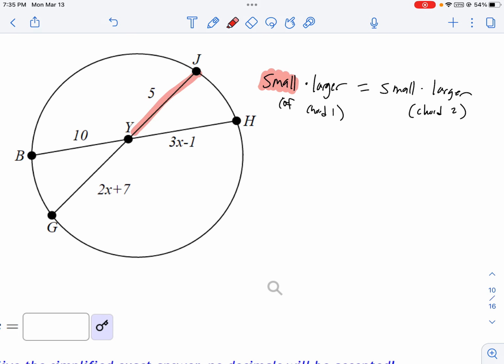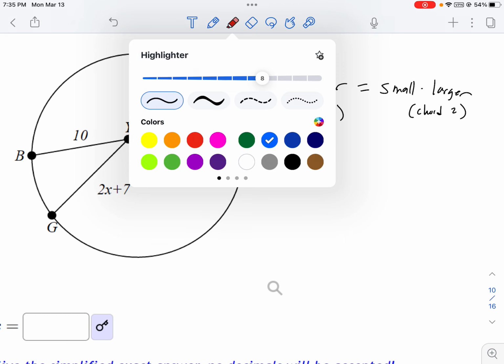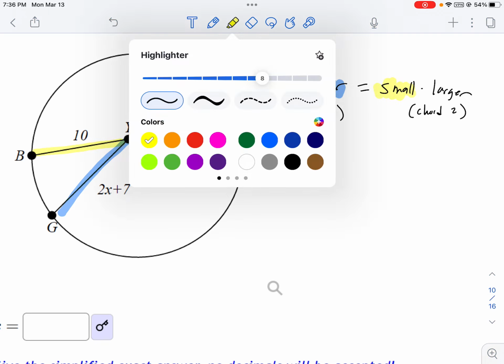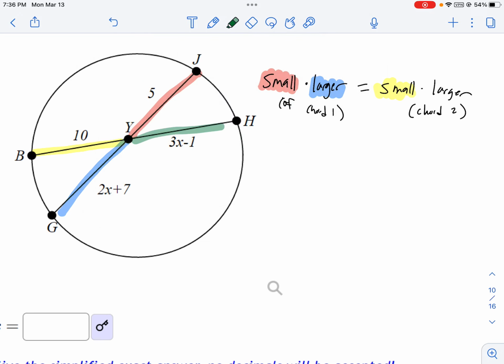So, smaller length, 5, times your larger length, 2x plus 7, and that is of your first chord. So then that's going to be equal to your smaller length of the other chord, which I'm going to call 10, times the larger length of the other chord, and that's going to be your 3x minus 1. That is the property here. So you take the small length times the larger length equals the small length times the larger length. And that is a property of intersecting chords.